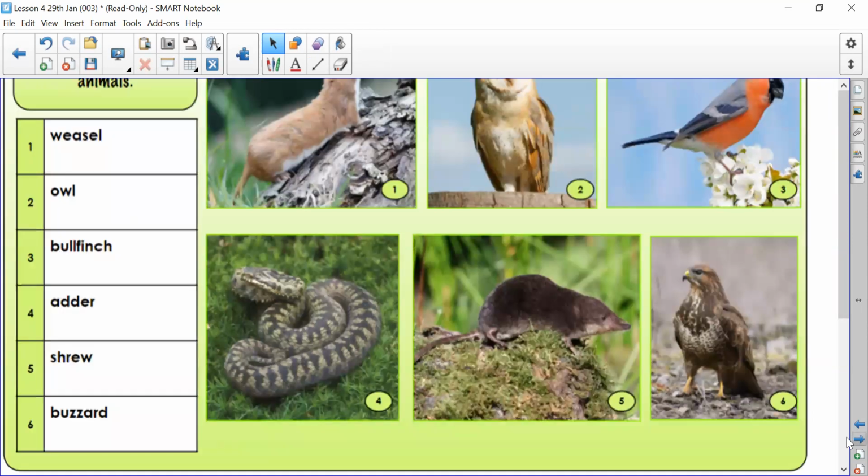And here are your answers. Number 1 was a weasel, number 2 was an owl, number 3 was a bullfinch, number 4 was an adder, number 5 was a shrew, and number 6 was a buzzard.